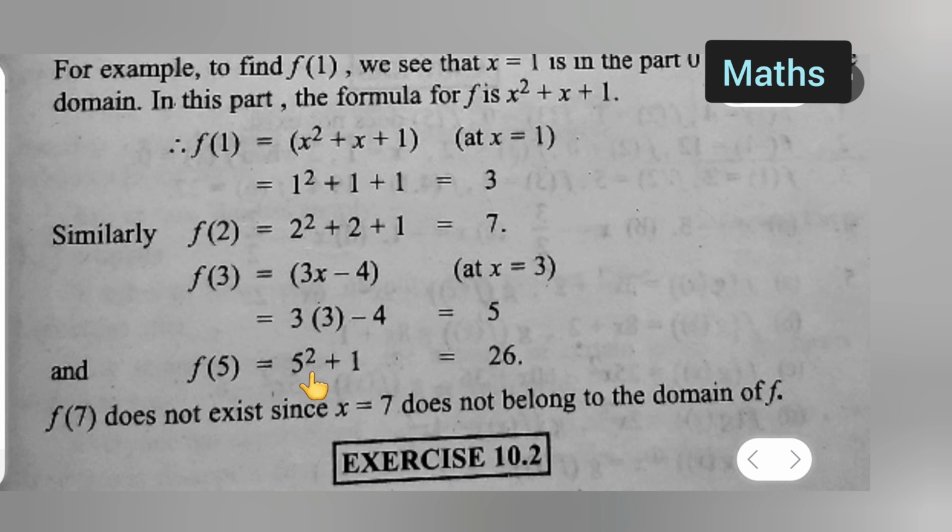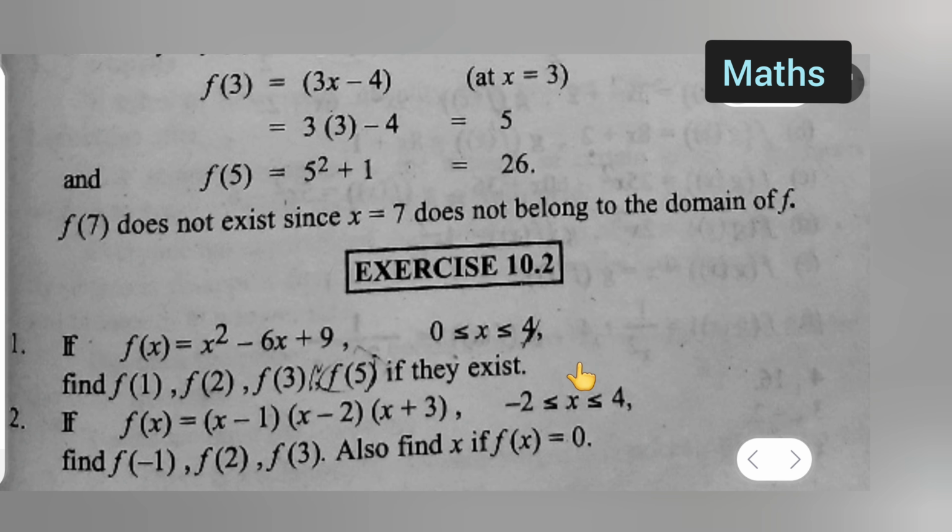And f of 5 is equal to 5 square plus 1. So 5 square is nothing but 25. Now this 5 square plus 1 is there, so it is 25 plus 1, which is going to give you 26. Okay, f of 7 does not exist since x is equal to 7 does not belong to the domain of f. If it does not belong to the domain of f, you are not supposed to evaluate it.